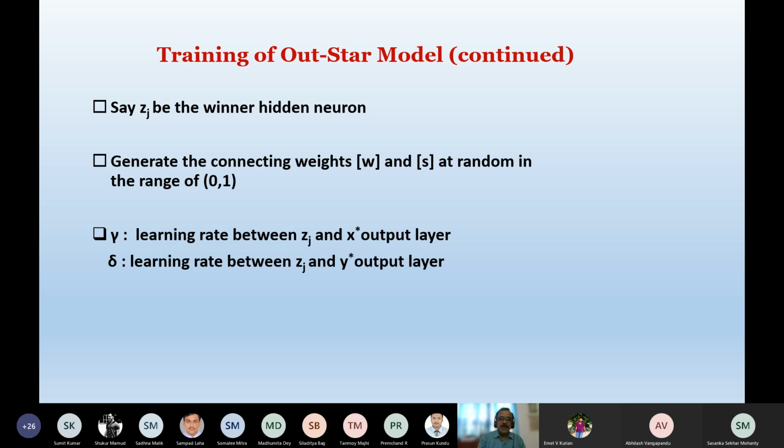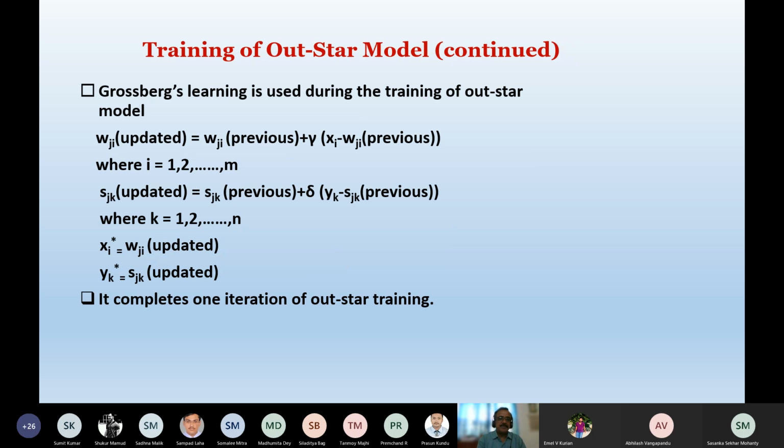Exactly the same thing, whatever I discussed, I have written it here. The connecting weights W and S are generated initially at random, lying in the range of 0 to 1. And we have the learning rate gamma. Gamma is the learning rate between the winner neuron ZJ and the X star output layer, and delta is the learning rate between ZJ and the Y star output layer. Now how to implement that, I'm going to discuss here: how to use the Grossberg learning on the outstar model of the CPNN.